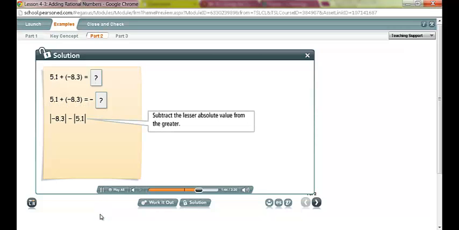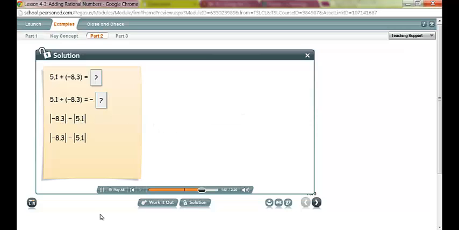Subtract the lesser absolute value from the greater. The absolute value of 8 and 3/10 is 8 and 3/10. The absolute value of 5 and 1/10 is 5 and 1/10. 8 and 3/10 minus 5 and 1/10 equals 3 and 2/10. Subtracting the absolute values gives a result of 3 and 2/10. So 5 and 1/10 plus negative 8 and 3/10 equals negative 3 and 2/10.